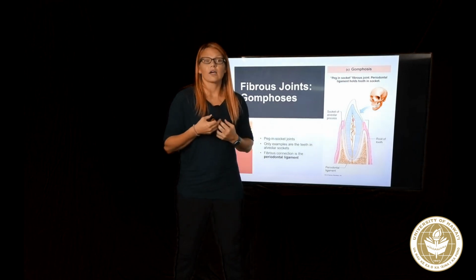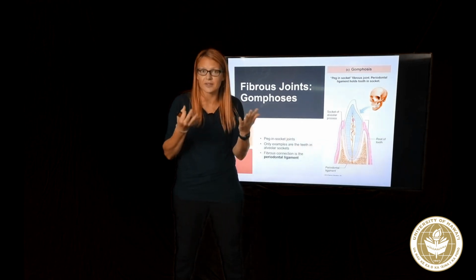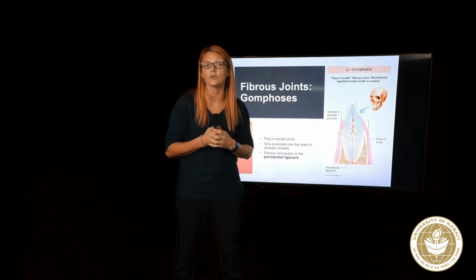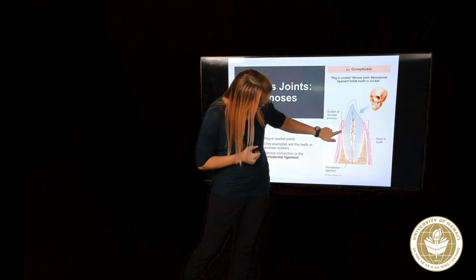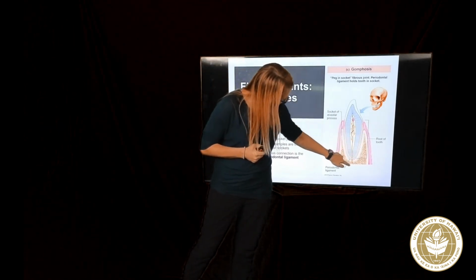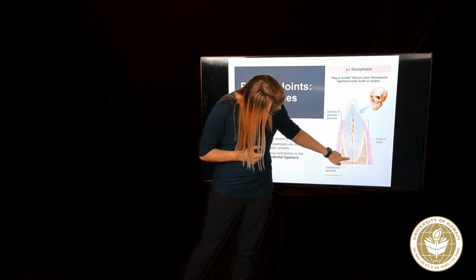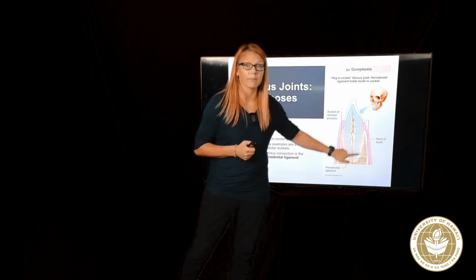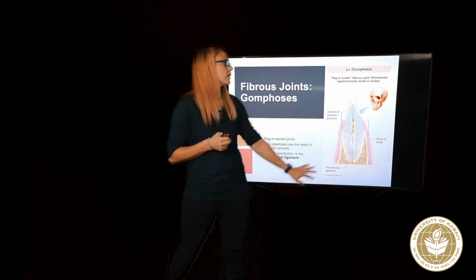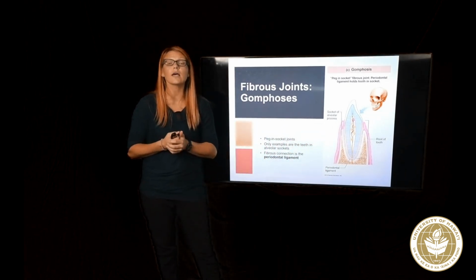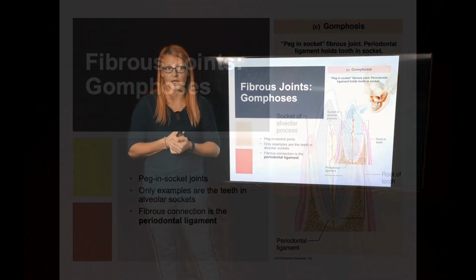And these gomphoses also have a fibrous connection. In our mouth, because that's the only example that we have, our periodontal ligament is going to be that fibrous connection. So here you can see that alveolar socket right here. You have your tooth in there. And right here is that periodontal ligament. So that's going to be that fibrous connection there. So again, these are gomphoses, and the only example we find is our teeth, how they're in that bony alveolar socket.